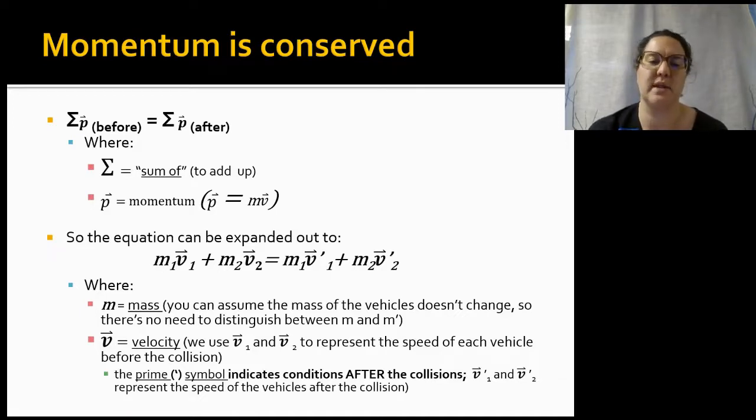So we're also assuming that the mass of the vehicles doesn't change. So there's no need to distinguish between mass before and after the collision. But velocity does change before and after the collision. So the prime, or that little apostrophe symbol, indicates the velocity after the collision for velocity 1 and 2.